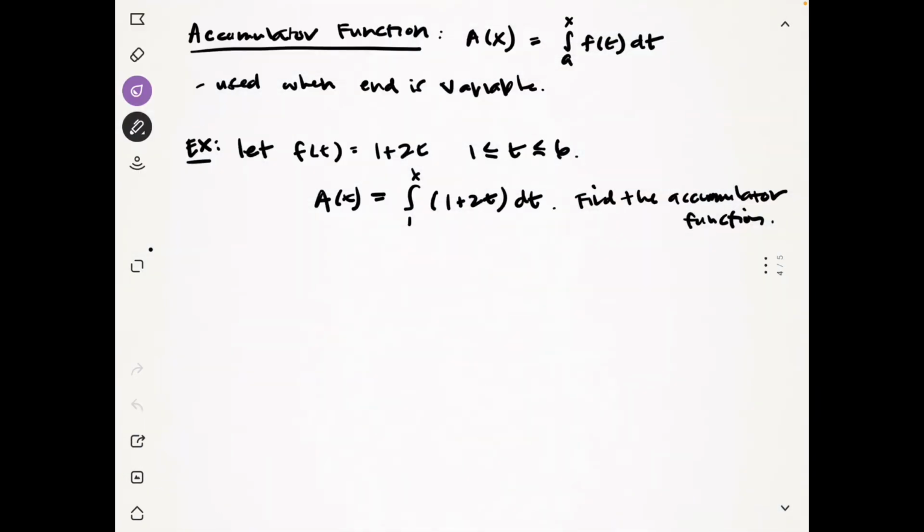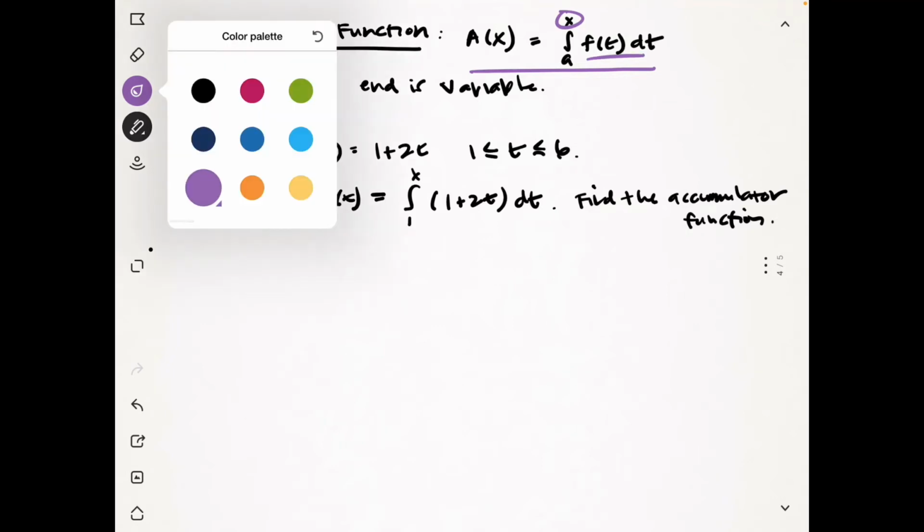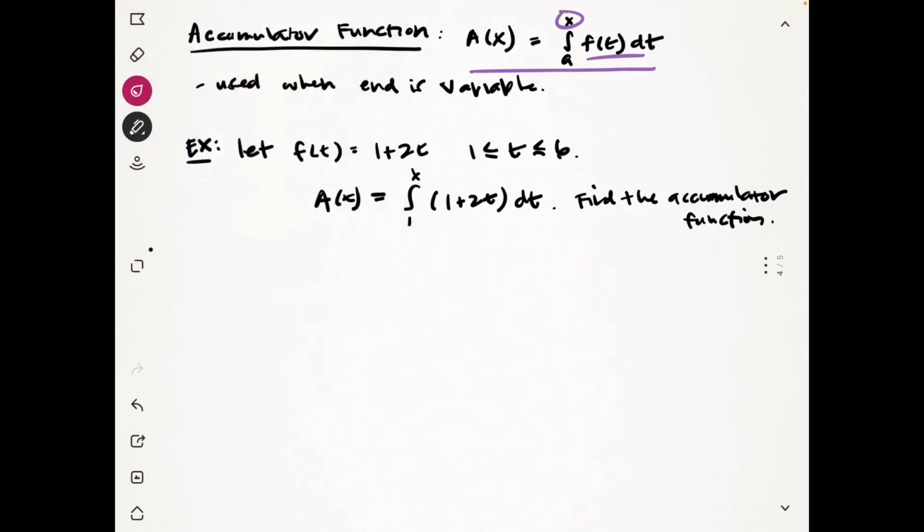All right, and the next thing we're talking about is the accumulator function. So notice in this one, the x is unknown, right? So the ending part is unknown. We know where we're starting. We're starting at a, and we have a function in terms of t. So if we're going to do this, it says let f of t equals 1 plus 2t, and t is between 1 and 6. And it's saying here's the accumulator function. A of x equals the integral from 1 to x of 1 plus 2t dt.